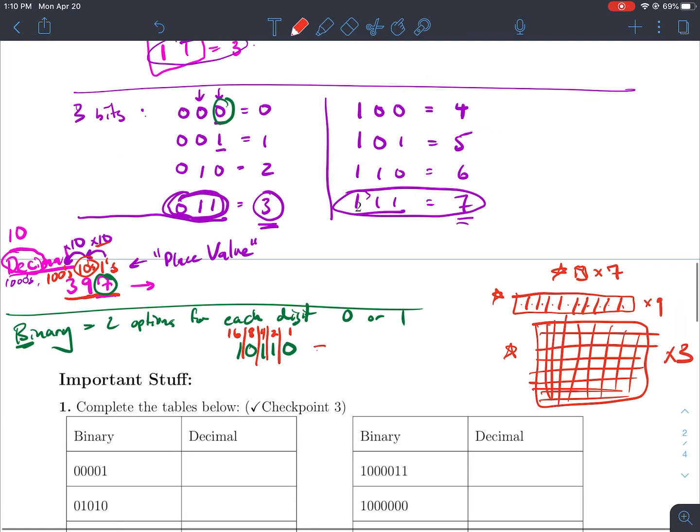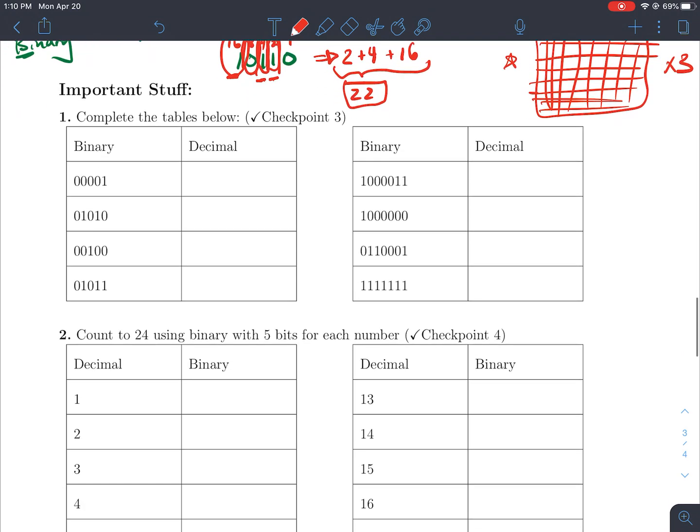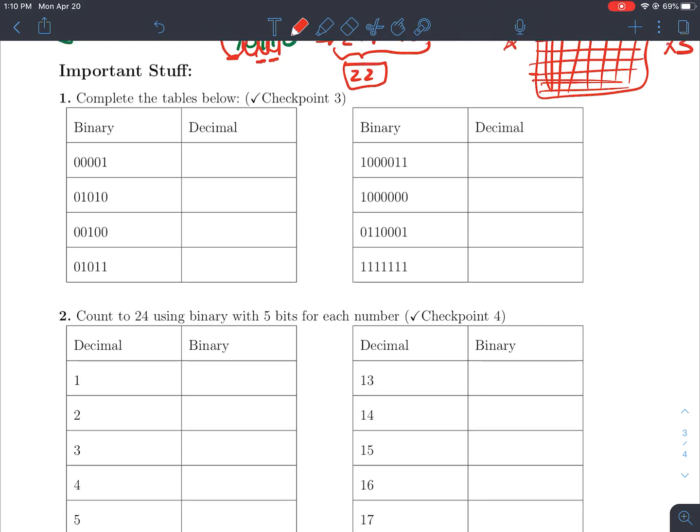So this binary number says to us, okay, we've got 0 ones, we've got 1 two, we've got 1 four, we've got no 8s, we've got 1 16. So we count only the ones that we have a 1 in, because we have one of each of those numbers. So we have 2 plus 4 plus 16. This would actually be, 10110, the number 22. So to help you out getting some experience with this weird number system, let's move on to checkpoint 3.